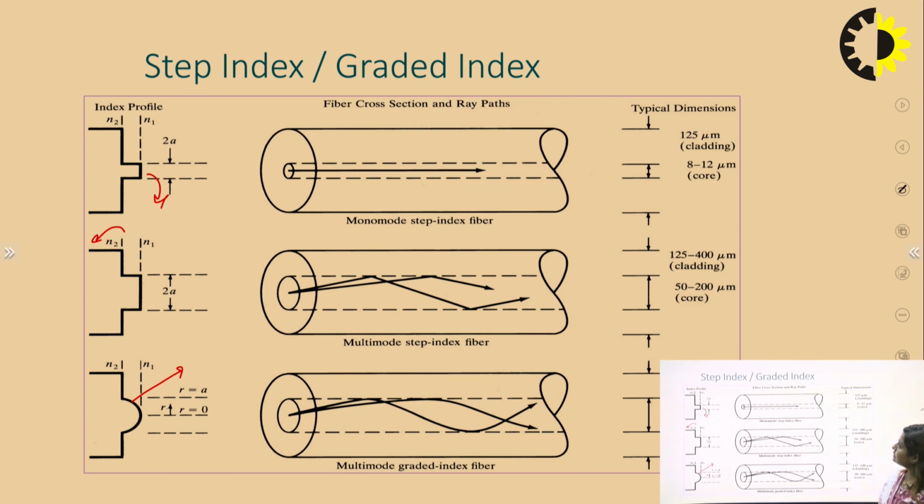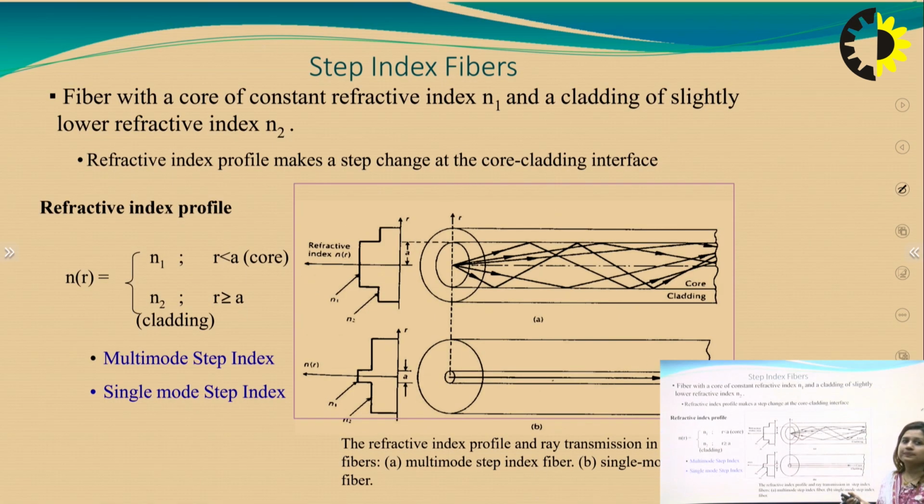We can see from the expression itself. The core diameter is the same as the multi-mode step index fiber in the case of multi-mode graded index fiber. So we can see from the step index profile, we have n(r) equal to N1 for r less than a, and for r greater than or equal to a, it is N2. So this is the diagram showing the multi-mode step index fiber. The first diagram is multi-mode, the second diagram is the single mode step index fiber. Both have the same step index profile, but the number of rays inside the fibers is different.